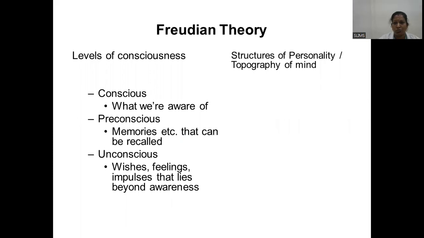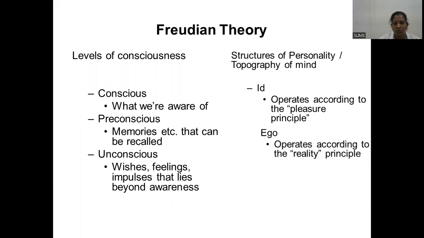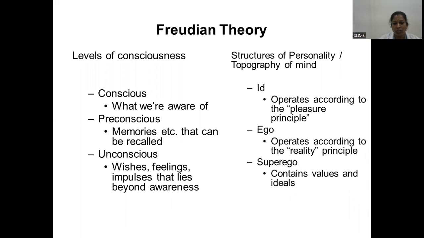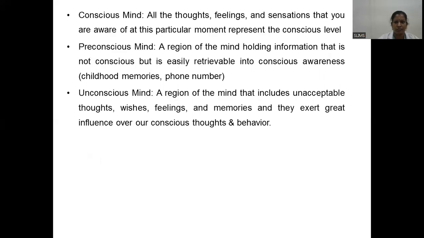Then the structures of personality, that is the topography of the mind. In this, the first is the id, the second is the ego, and the third is the superego. The id operates according to the pleasure principle. The ego operates according to the reality principle. The superego contains values and ideals.